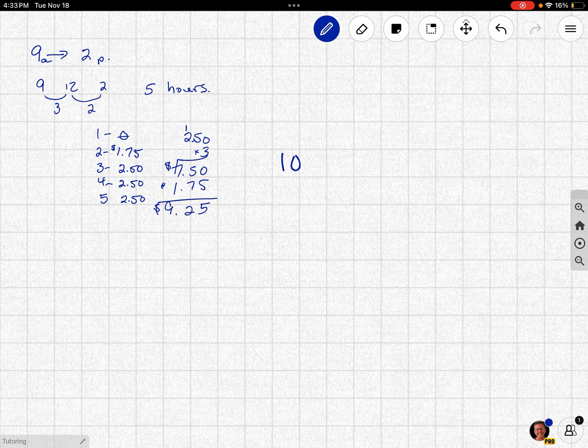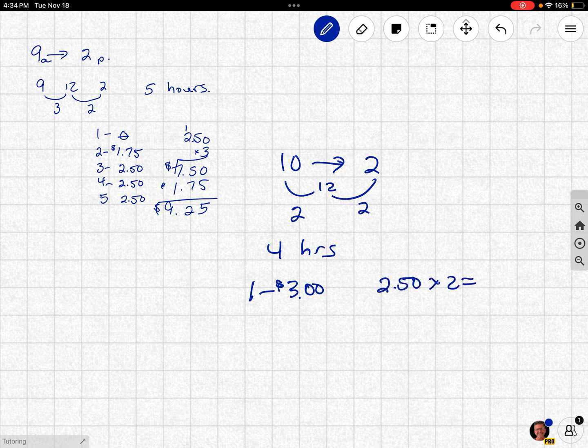So if he's going from 10 to 2, to go from 10 to 12 is 2 hours, and from 12 to 2 is 2 hours. So he's renting this bicycle for 4 hours. The first hour, he's getting it for $3, and every half an hour he has to pay $2.50. So that means that he's paying $5 per hour, right? If it's $2.50 for a half an hour, it's $5 for an hour.